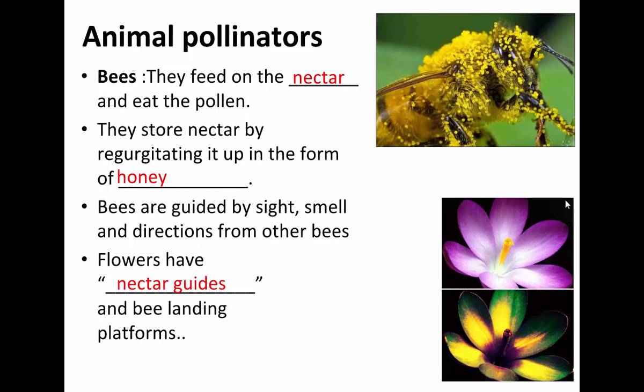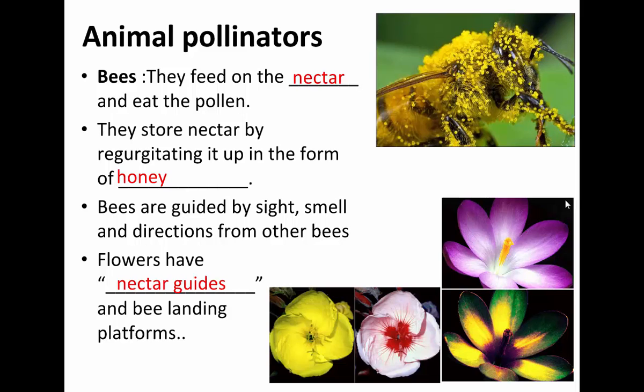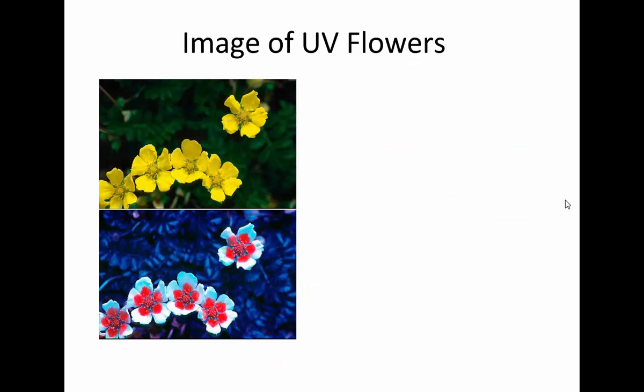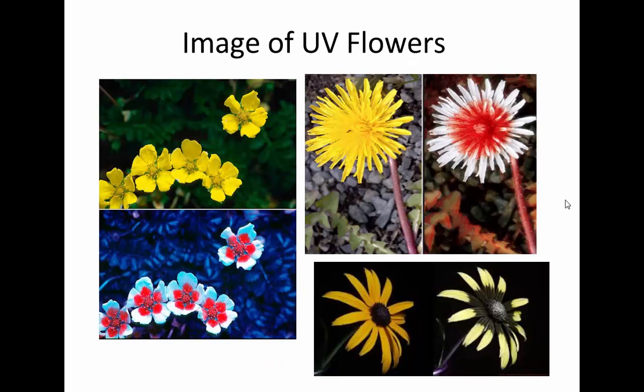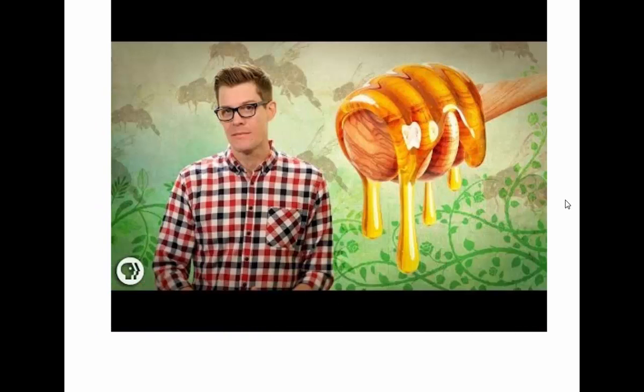And flowers that bees pollinate often have these markings that show the bees where to go to get that nectar. This yellow flower looks like this if you were to look at ultraviolet. So again, here are some more examples of that. These flowers that just kind of look yellow, if you could perceive ultraviolet, they would look like pictures guiding the bees into the hive. We'll watch this eventually, not right now.